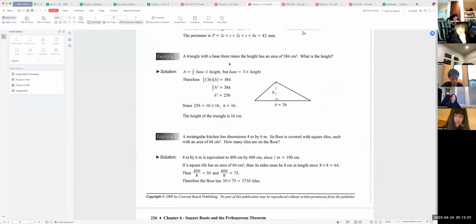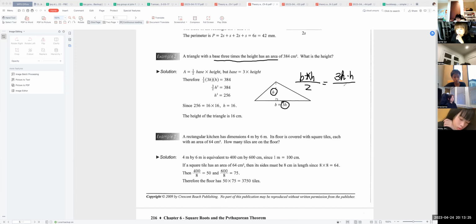Okay. So in this question the base is 3 times the height. So if the height is h, the base is 3h. Correct, everybody? Right? Because the area formula of a triangle is base times height, divided by 2. So there's no base anymore because the base equals 3h. So 3h times h divided by 2 equals 384. So if I put them together, 3 over 2 times h squared equals 384. So immediately I know h squared.